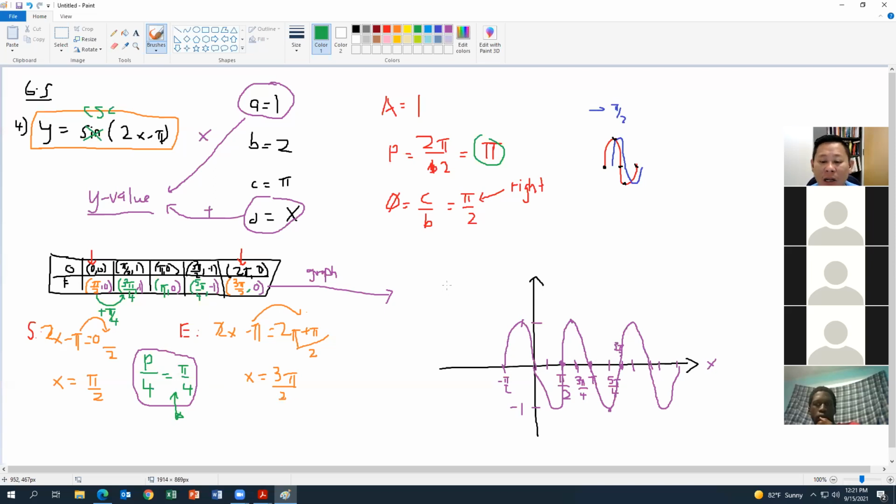I recommend you don't draw the y-axis first. Plot the points first, and then figure out where your y-axis is by looking at your period over 4. That would be something I would recommend. So once you get your sine wave, we need to draw the cosecant graph.